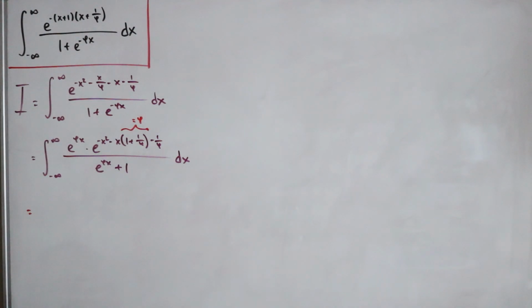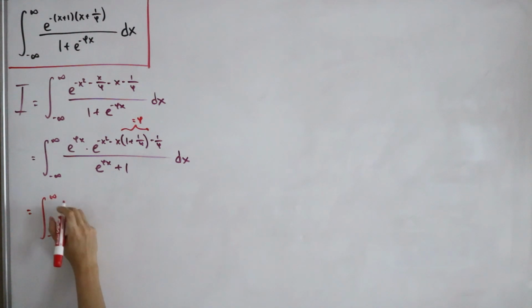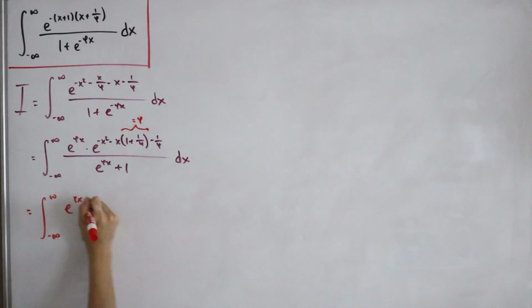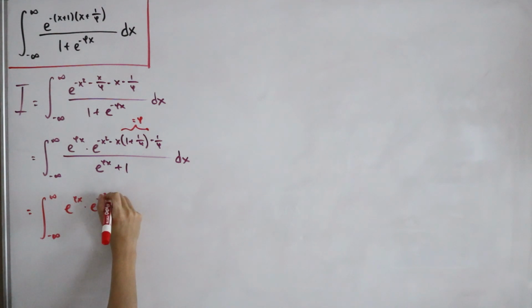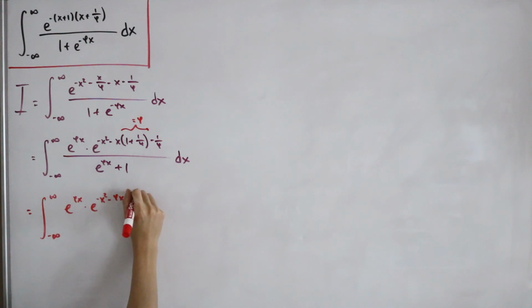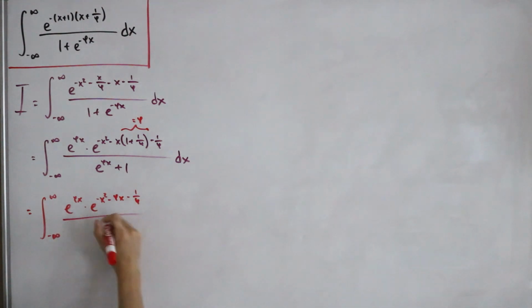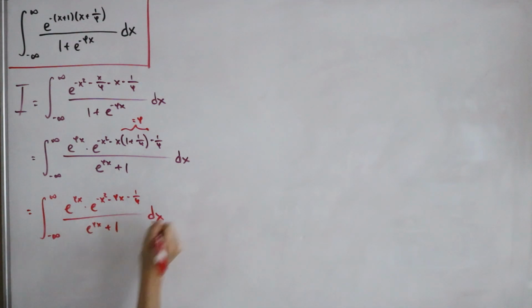So now we haven't really done much yet. We have the integral from negative infinity to infinity of e to the power phi times x, multiplied by e to the negative x squared, and then multiplied by minus phi times x, and then minus 1 divided by phi, all being divided by e to the phi power x plus 1, with dx.